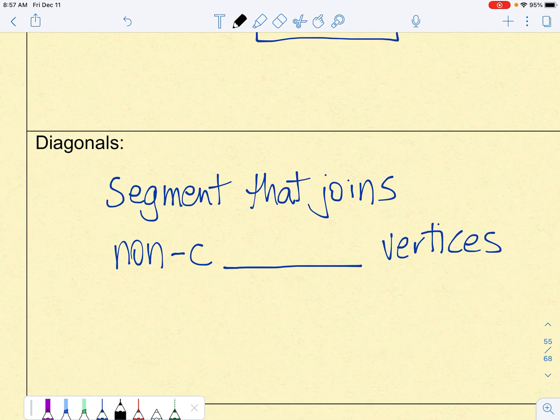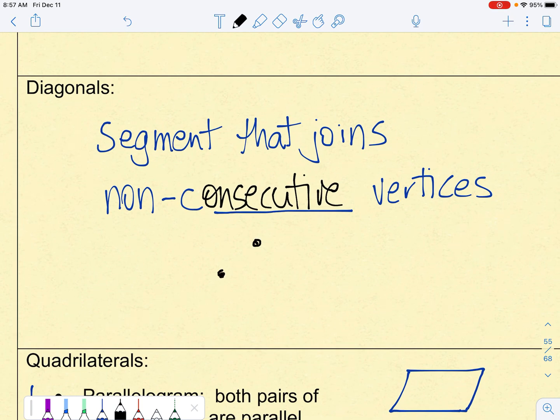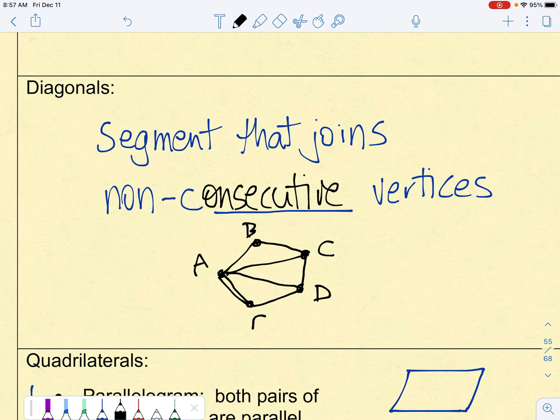We will be talking about diagonals inside of polygons, and diagonals are segments that join non-consecutive vertices. Yeah, so we'll draw the famous pentagon, and if I go from A to B, that's not a diagonal, right? These are the boundaries of the polygon. But if I go from A to C, that's a diagonal. If I go from A to D, that is a diagonal. Again, A to E is not, because that's a side. So non-consecutive, right? B and E are consecutive to A.